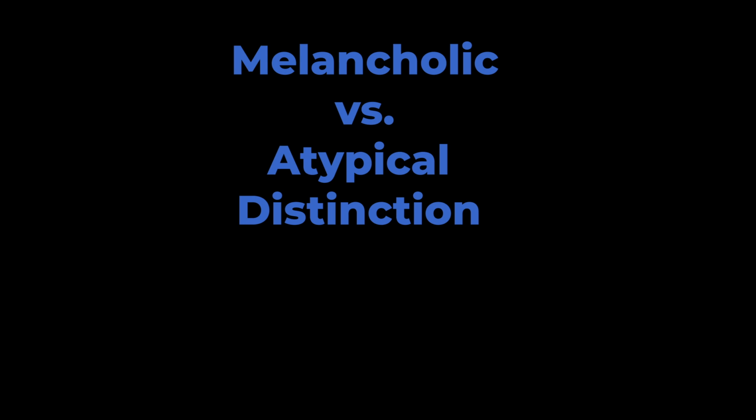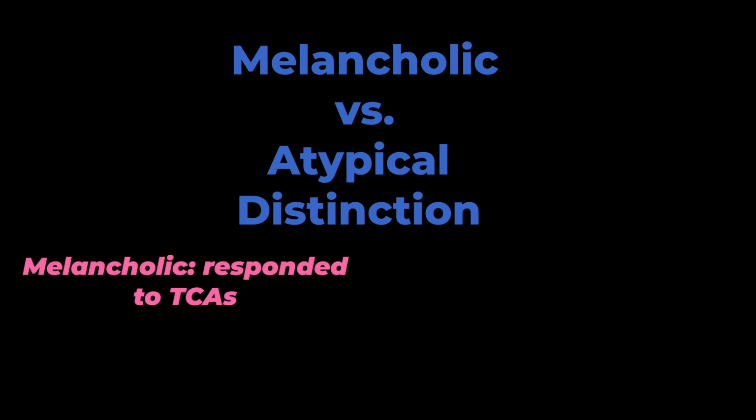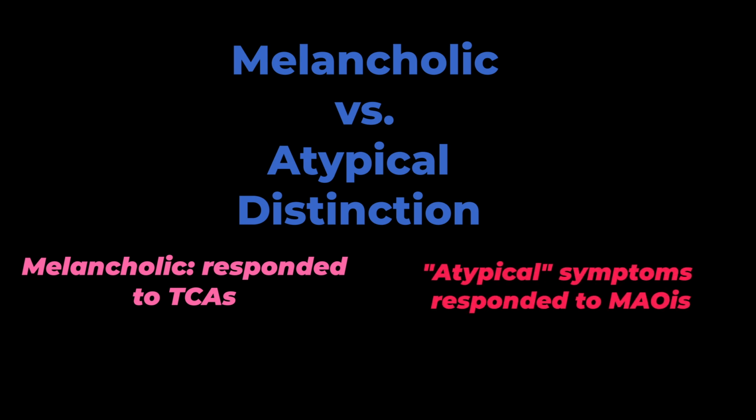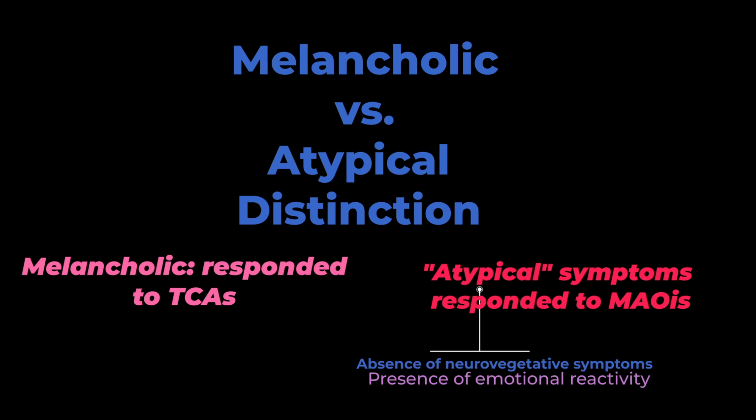Melancholic was like the OG depression, also called endogenous, also called biological, also called severe. What doctors noticed was that it regularly responded to the TCA imipramine and ECT. But they found that there was a subtype of depressive patients who didn't respond to these treatments. Rather, they responded to iproniazid, the MAOI. They found that these patients had an unusual constellation of symptoms. Notably, they had an absence of the endogenous neurovegetative symptoms, and they had the presence of emotional reactivity. So historically, these patients responded to MAOIs and not the TCAs and the ECT.